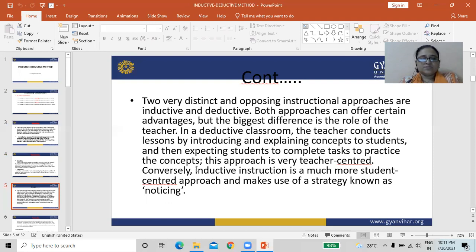Conversely, inductive instruction is a more student-centered approach and makes use of a strategy known as noticing.